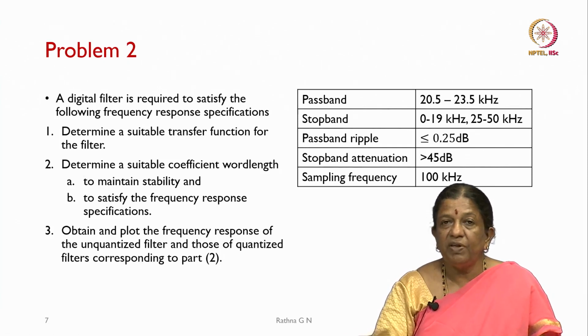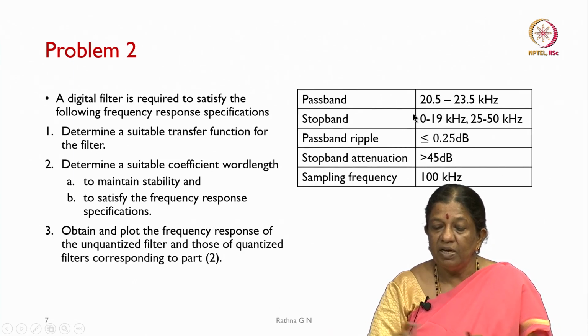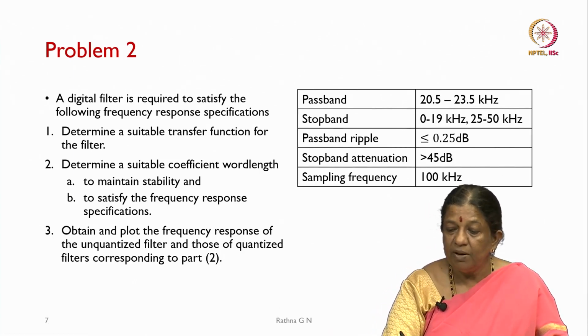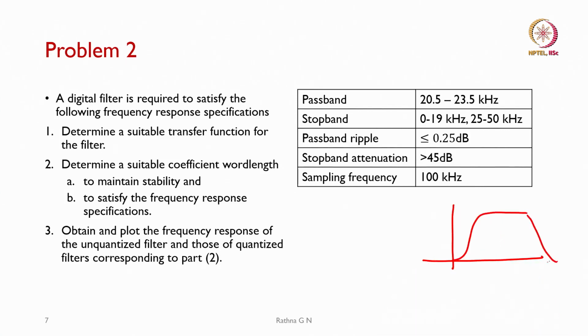So, what is the specification we have? The passband region is given as 20.5 to 23.5 kilohertz, and then the stop band is given. You will see this is a band pass filter basically. This is the way I represent it, and this is given as 20.5 to 23.5, my passband region, in kilohertz. So, then what are the stop bands?